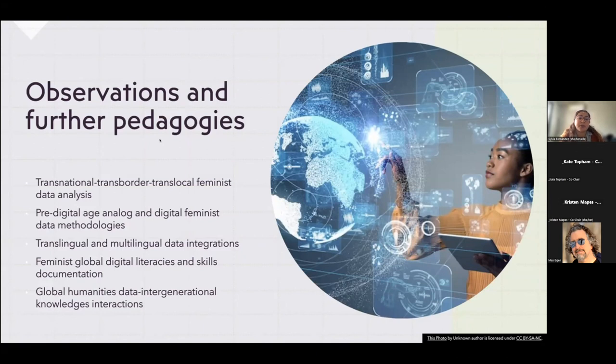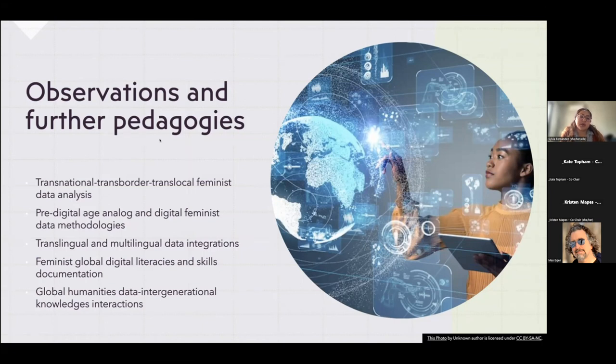There is the situation about pre-digital age analog and digital feminist data methodologies. A lot of the feminists in the 90s were collecting this data by phone, in person, and held all this in analog formats, which is completely different to the forms in which data is being collected in the present times. So there should be some further conversations to put this together in order not to miss the past efforts of data collection in this matter.